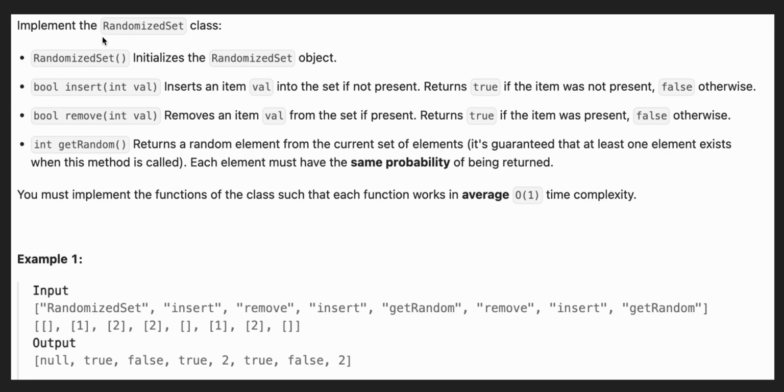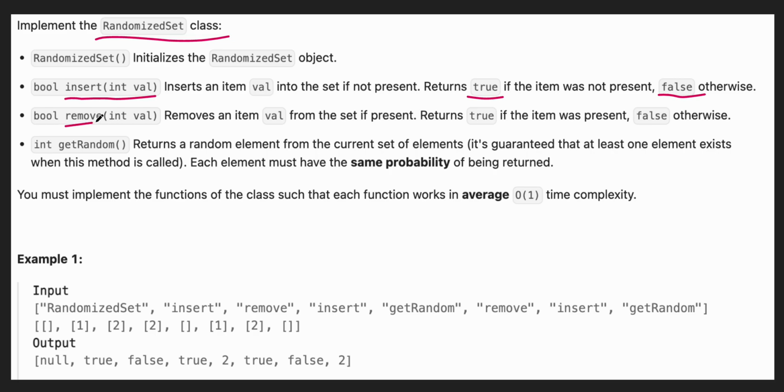Hi everyone, it's Sorkin. Today we have a problem where we need to implement a randomized set class, and the class has three functions. The first function is insert, when we are inserting a value to our set. If we can insert, then we are returning true if that value does not exist, right? If we are adding that for the first time. If it already exists, then we are returning false.